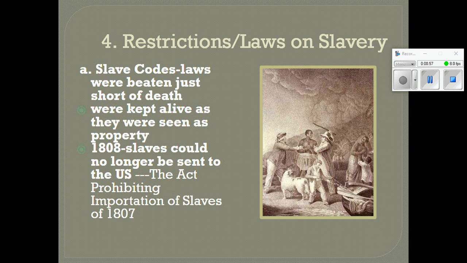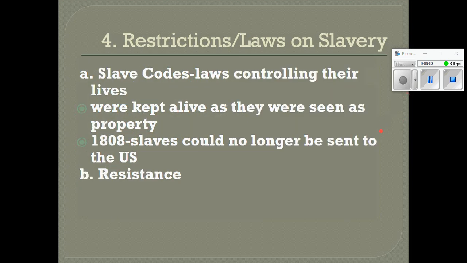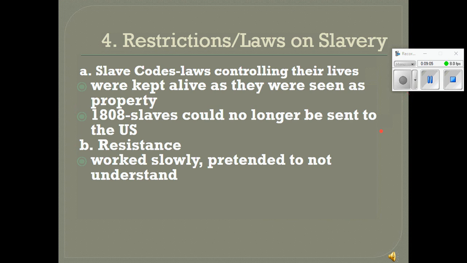But how enforced is it actually, especially if the boats are going towards the South? Probably not so much. So resistance, what could they do? And we've talked about this before in class, from earlier note sets. You could work slowly, you could pretend to not understand. A lot of slaves spoke a different language, but as time progressed, they would learn English, at least basic words, and people just play dumb.